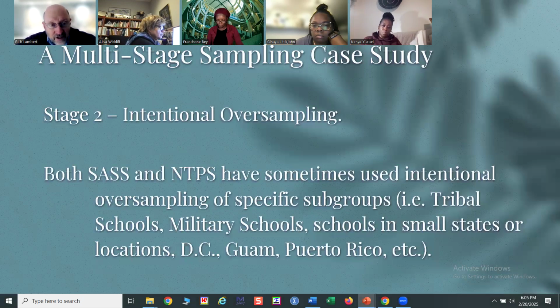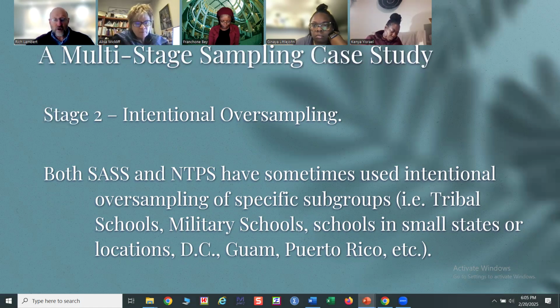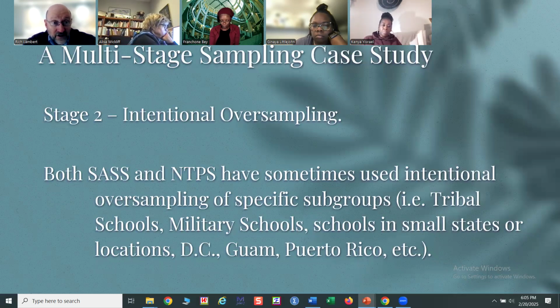Okay, then in stage 2, they added to that sample and did what we call intentional oversampling. And this is an important concept to think about. You can sometimes oversample if you know there are some small groups in your population that you're unlikely to get enough from if you just did some kind of simple random, or in this case, stratified. So what are the small groups that they intentionally oversample?